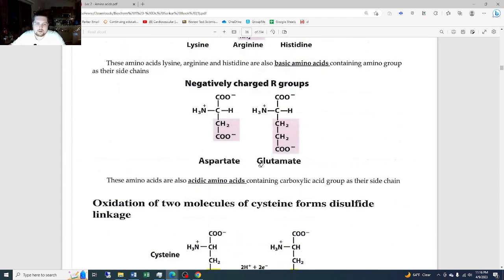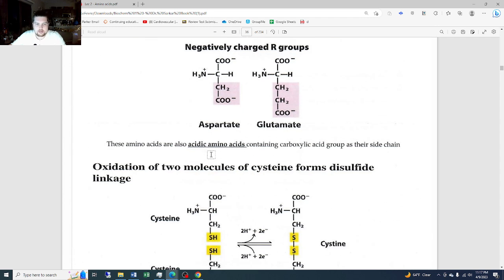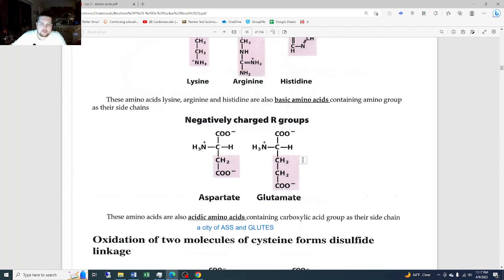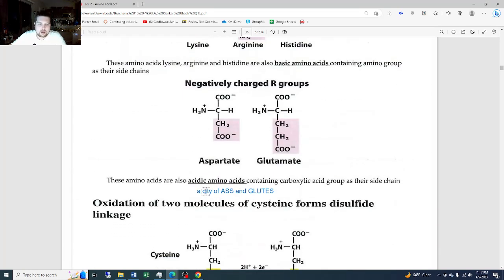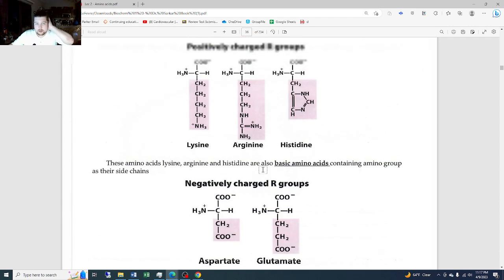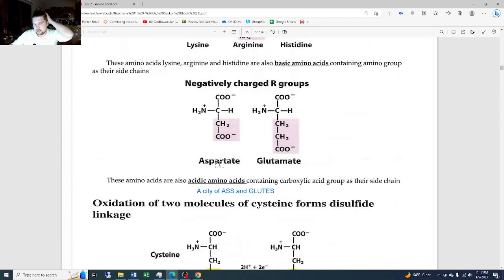Negatively charged R groups: aspartate and glutamate. These are our acidic amino acids. A good way to remember the acidic ones is the acidity of asps and glutes. Some of these have wordplay, others you might just need to go through and make up your own. These are the ones that I learned and used, and they're definitely helpful in remembering some of the key ones.